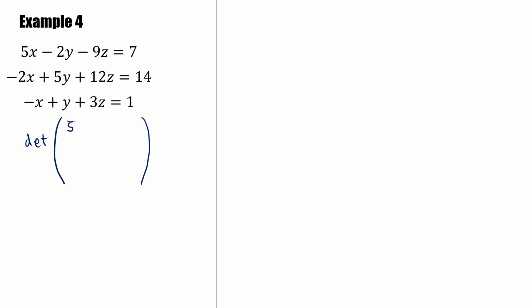So we're going to do the determinant of 5, minus 2, minus 9, minus 2, 5, 12, and minus 1, 1, 3. If you type that into a calculator, you will find out that the determinant of that is 0. Surprise, surprise, because that's what we've been dealing with in this video. But there you go, good to check, good to point it out.